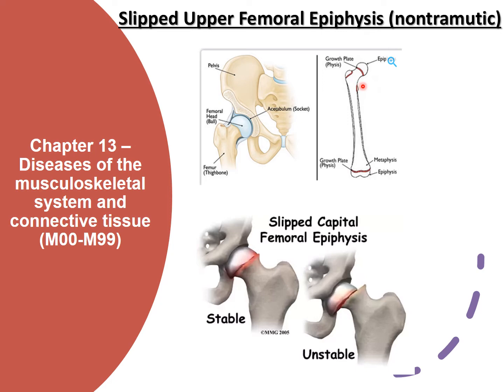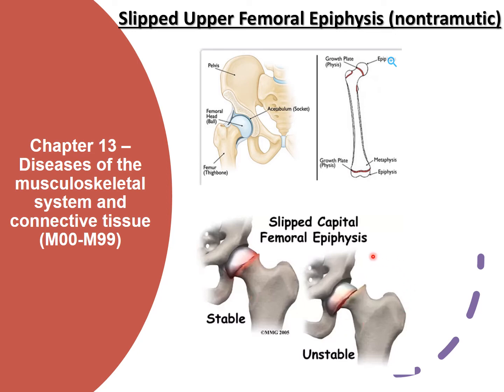There are two types of slipped femoral epiphysis. They are stable and unstable. Coming to the stable, the patient is able to put weight on the affected hip either with or without crutches. Most cases are stable slips.